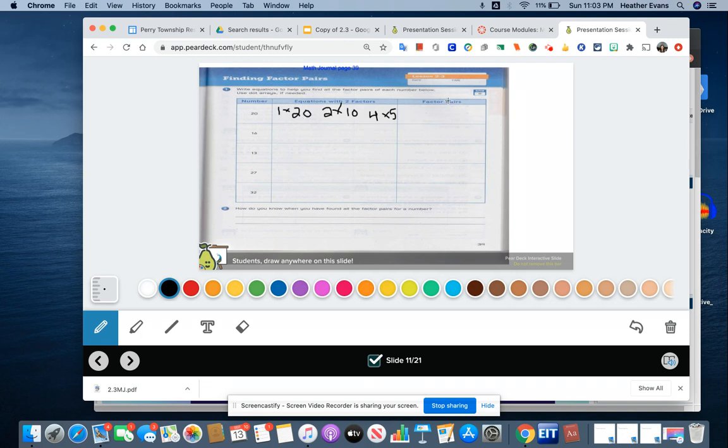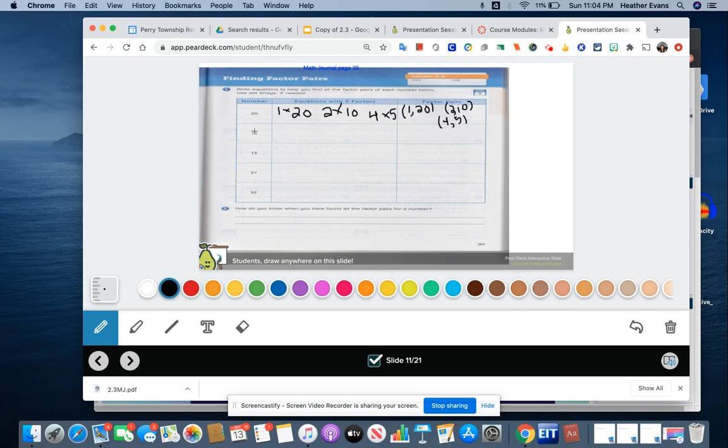And then when I come over here to do my factor pairs, I'm really just listing them like this. 1, 20. And I'm going to put a parentheses around them. That tells me that these two numbers are a factor pair. 2, 10, that's a factor pair. And then 4, 5, that's a factor pair. So there are 3 factor pairs because there are 3 math facts that I could multiply together to get 20.